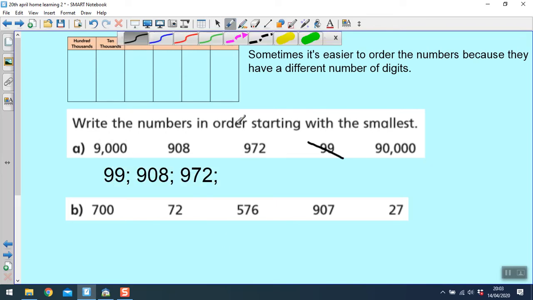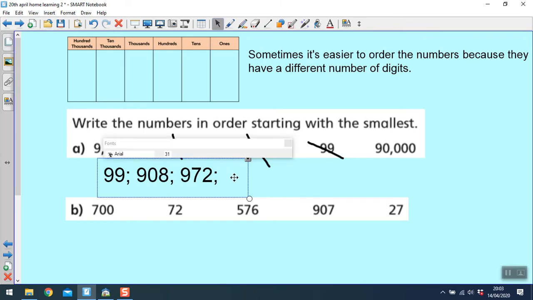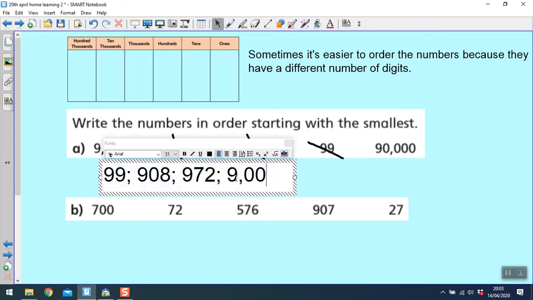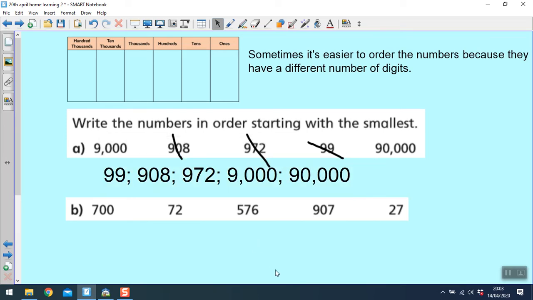And now I've got two numbers left, 9,000 which has got 4 digits and 90,000 which has got 5 digits. So my 4-digit number is smaller and my 5-digit number is the biggest.